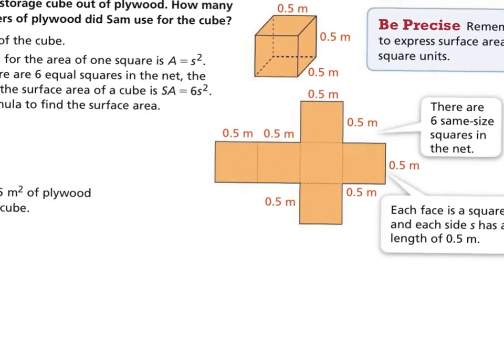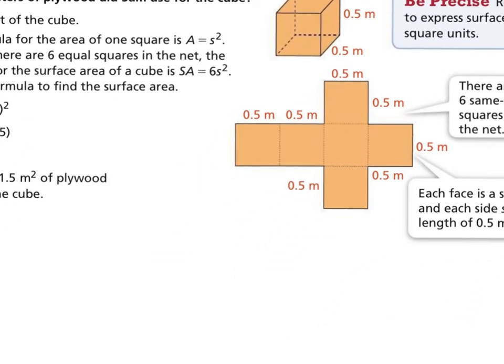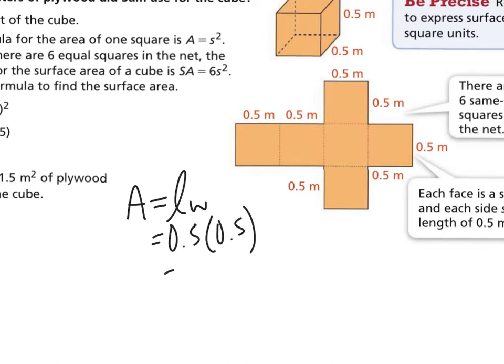Okay, we're not going to make this any more complicated than it is. We're just going to say the area of one side, we would do length times width. So 0.5 times 0.5, which is 0.25 square meters. That's for one side.